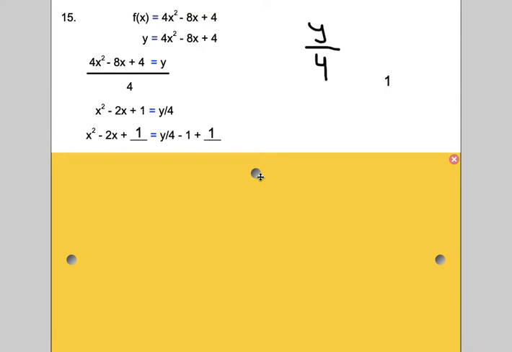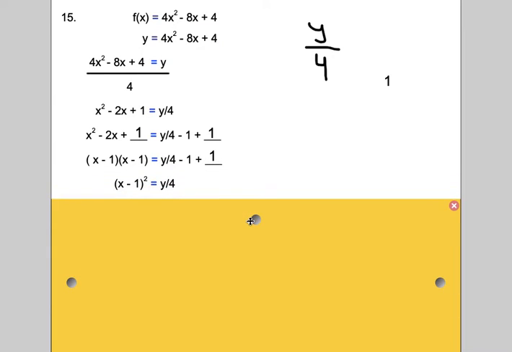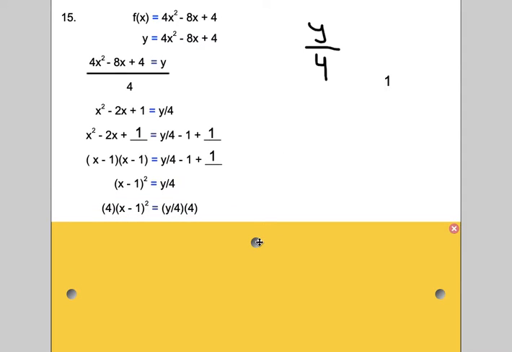Okay, so now I factor. Factors of 1 that give me negative 2 are negative 1 and negative 1. That becomes negative 1 squared equals y divided by 4, or y over 4. Here if we were to solve, we would square root both sides, but that's not what we're doing. We're trying to get y by itself. So I'm going to multiply both sides by 4. If I take y divided by 4 times 4, those will cancel out, leaving me y.